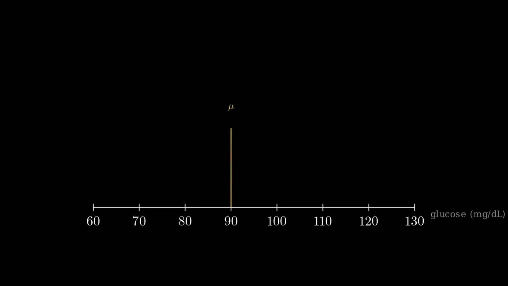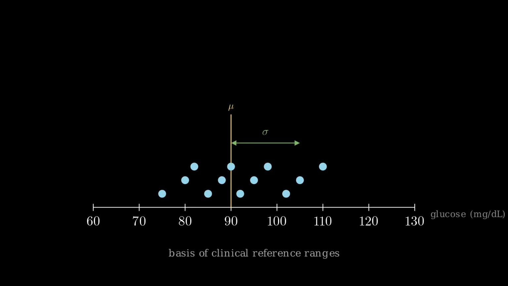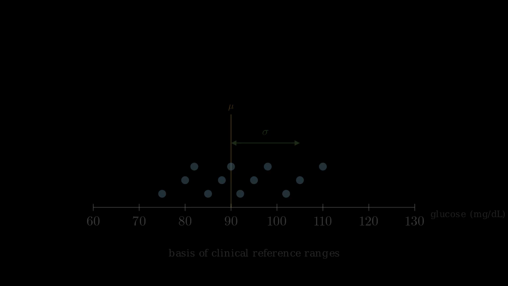Repeated measurements of a biological variable scatter around the population mean. Individual readings fluctuate from visit to visit. This spread is the empirical basis of clinical reference ranges. Standard deviation quantifies the typical magnitude of that biological scatter.